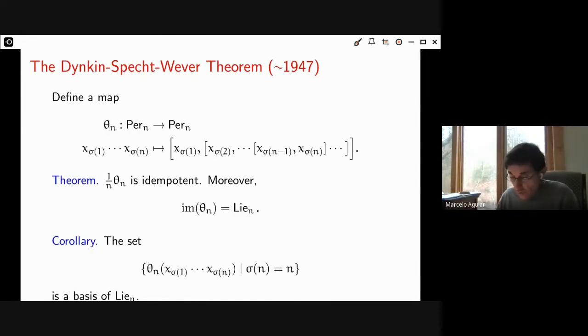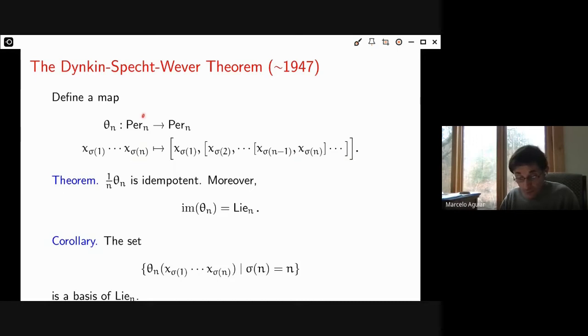So one result that many people are familiar with is this theorem that goes by the name of Dynkin, Specht, and Wever, which involves this operator on our space Lie_n. Remember, this is the space spanned by the fully associative products, the monomials indexed by permutations, right? In which each variable appears exactly once. So I take one of those monomials, and what I do is I bracket them by always choosing the leftmost bracket. So I start by bracketing the last two variables, and then I bracket that with the preceding, and then I continue doing that. So to each monomial, I associate that leftmost bracketing.